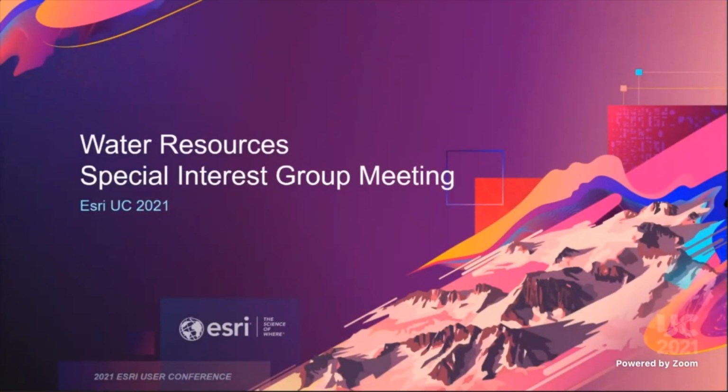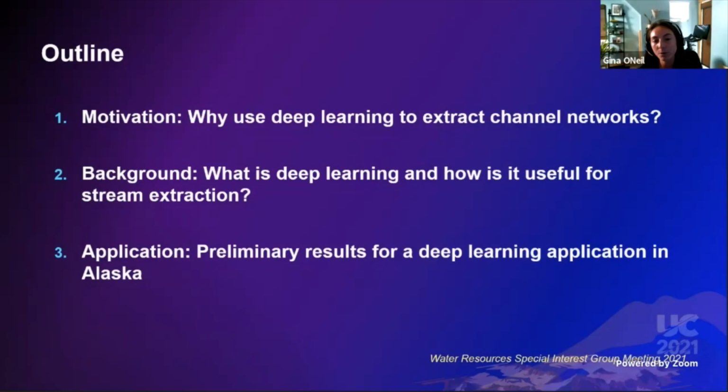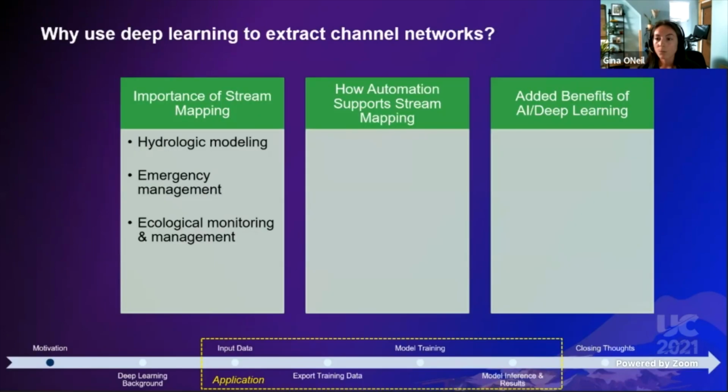So there's going to be three main sections today, starting off with a motivation for this work, getting at why are we using deep learning to extract channel networks and why is it important to actually extract channel networks. Then we'll move into a background of deep learning. So what is it at a high level and how is it useful for this task? And then finally, we're going to go into an application of a deep learning workflow in Alaska and look through some preliminary results.